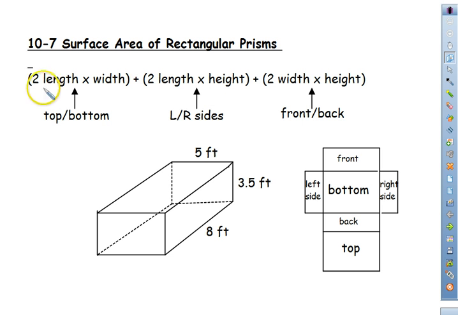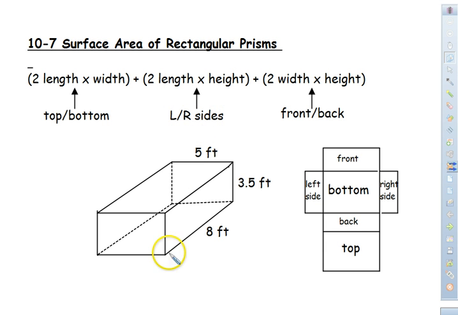Looking at this particular formula, it is 2 times the length times width plus 2 times the length times height plus 2 times the width times height. Okay, this is referring to the top and the bottom of the actual box. That is my length here, and my width is here. That is the bottom of the box. This is the top. And the reason we multiply by 2 is because there is 2, a top and a bottom.